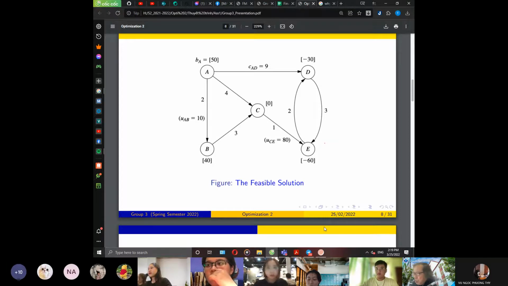Okay, so now we have the 2 upper bounds on 2 arcs here. And then what do we do now, Ian? What do you do first on this? Wait for me a little bit.